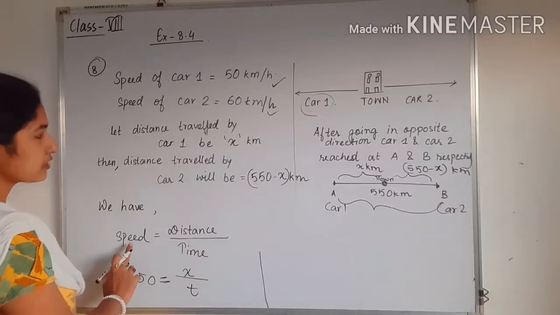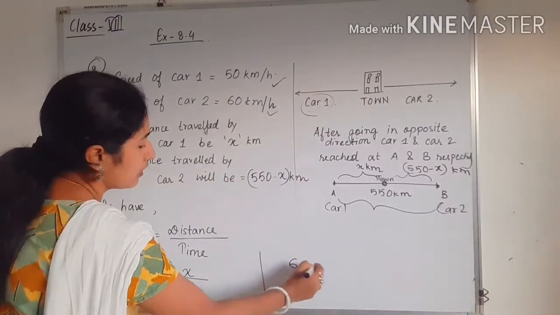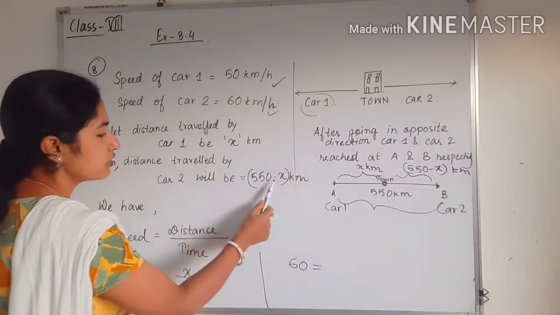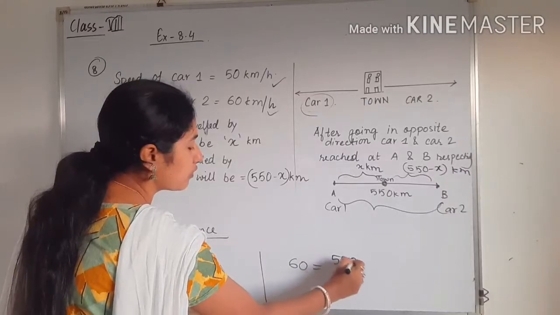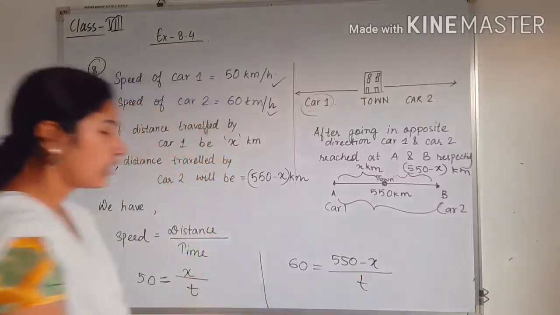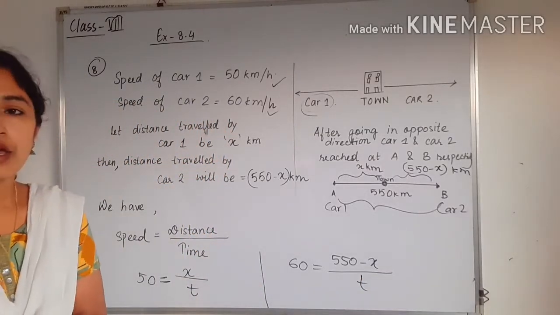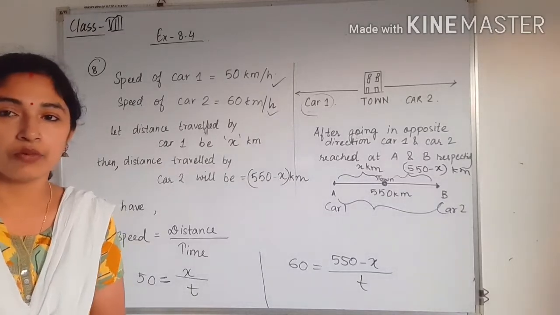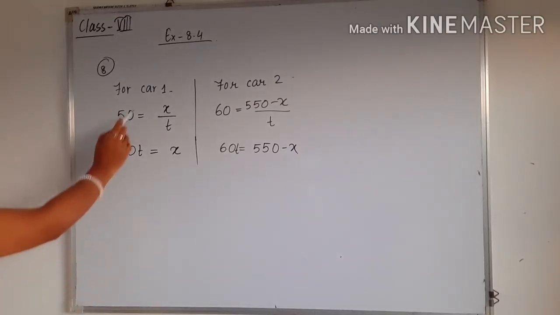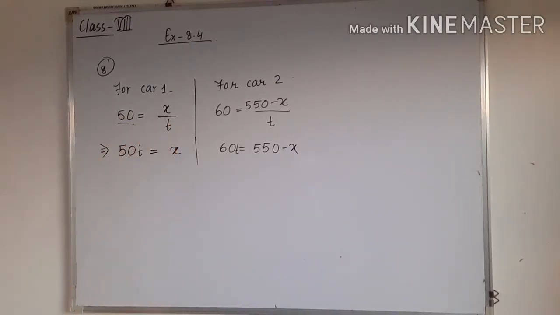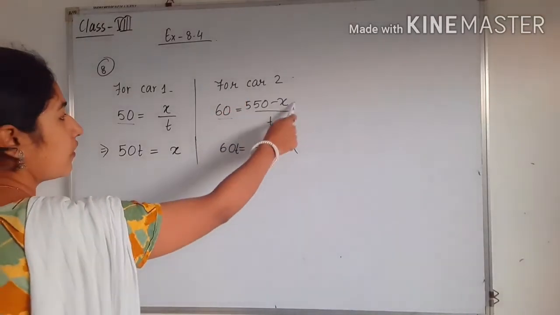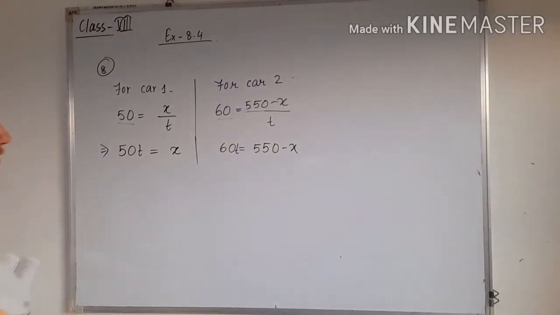we write 60 is equal to, in place of distance, the distance traveled by car 2, which is 550 minus x, by time. We don't know the time, so we have to find it. We have to solve these two equations to find the time. For car 1 this is the speed, this is the distance, this is the time. Similarly for car 2 this is the speed, this is the distance traveled by car 2, and this is the time, that is t.